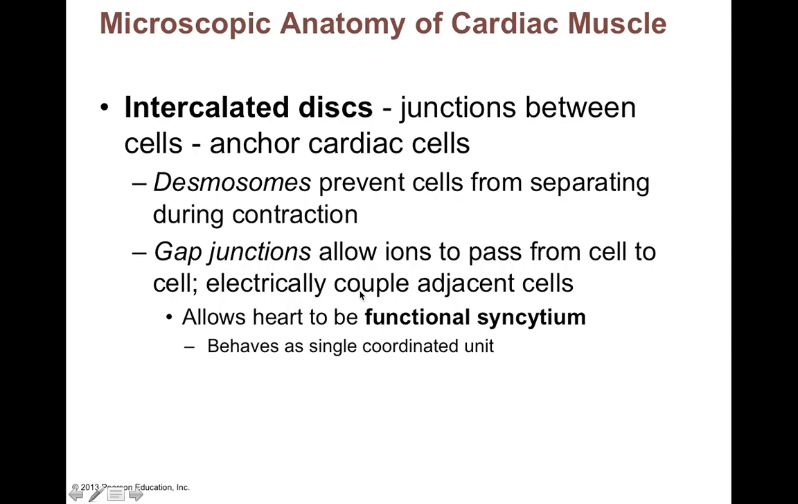Gap junctions are these little protein tubes that allow these cells to be electrically coupled. And by being electrically coupled, what that means is that if you have an action potential in one cardiac muscle cell, it'll directly spread into the next cardiac muscle cell through those gap junctions.